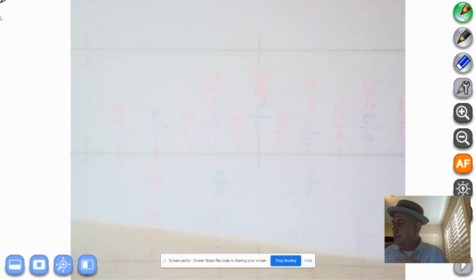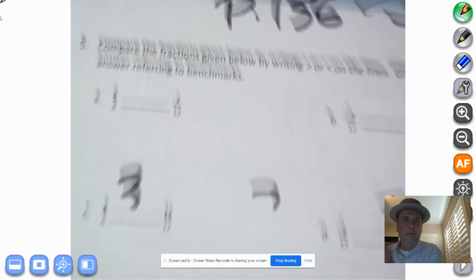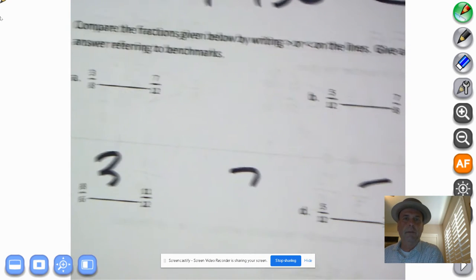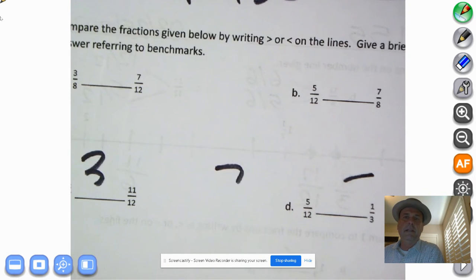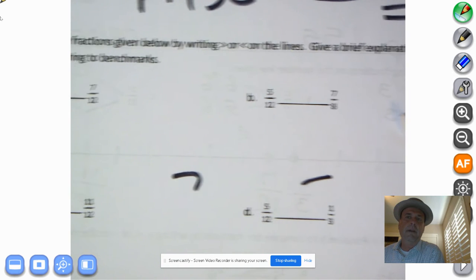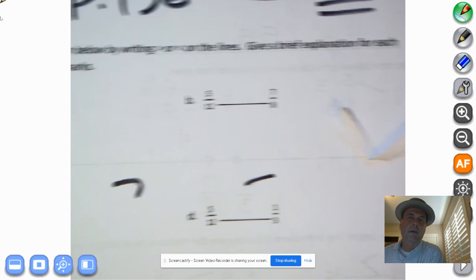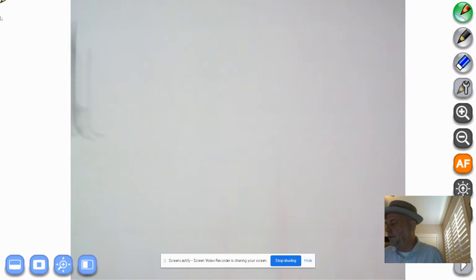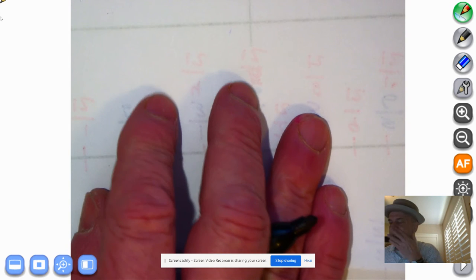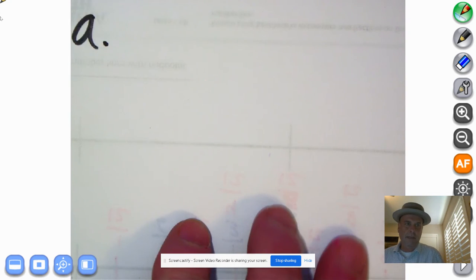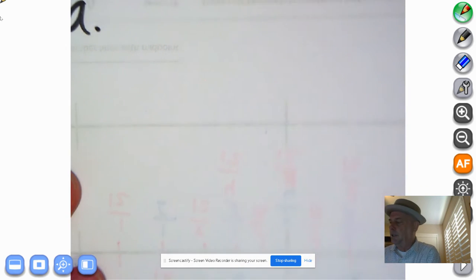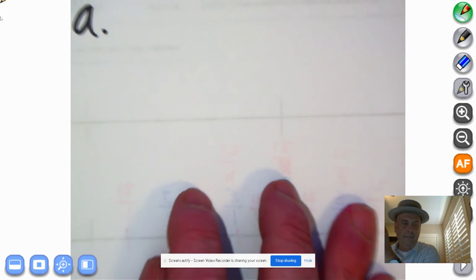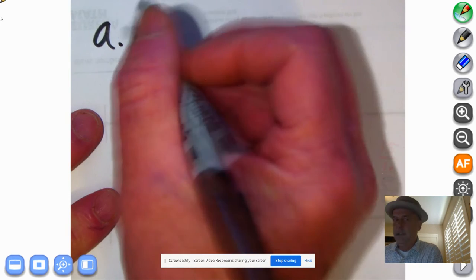And what are our directions? Let's read them really quick because it's always important to read directions. Compare the fractions given below by writing greater than or less than on the lines. Give a brief explanation for each answer referring to benchmarks. Don't give a brief explanation. That's going to take way too long. There's so many problems. Some of these are so automatic, you should be getting them A-OK by now. So let's look at A first.